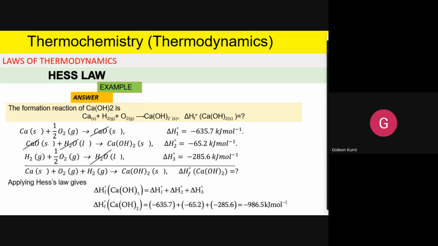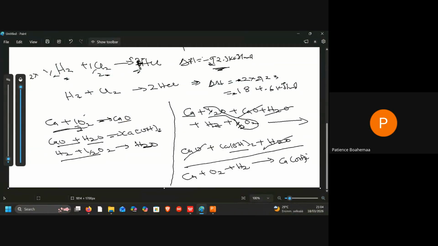Doc, under what condition are we supposed to reverse some of the equations? So the condition is that you target the enthalpy of formation. So if a reaction is not falling, for example, I hope you don't mind if I extend the time. Okay, we are with you. Continue, sir.